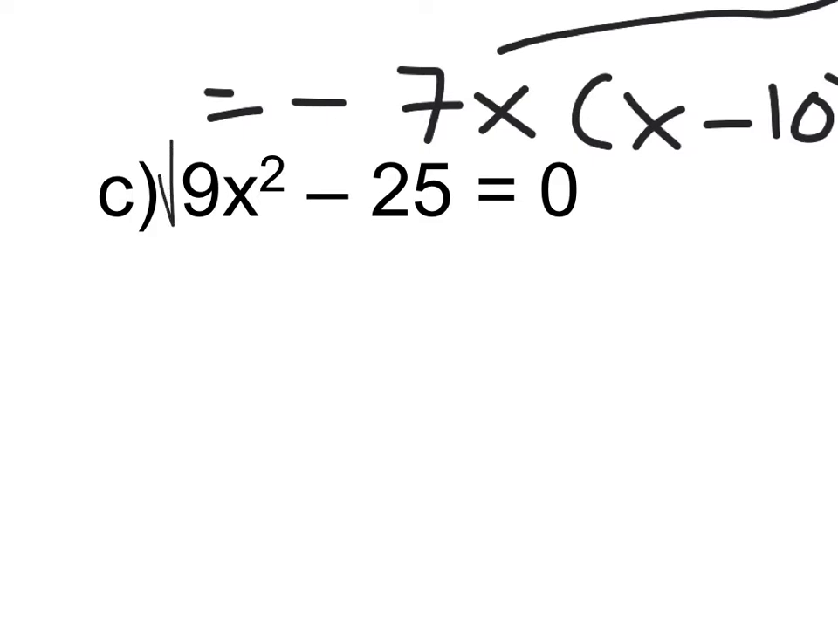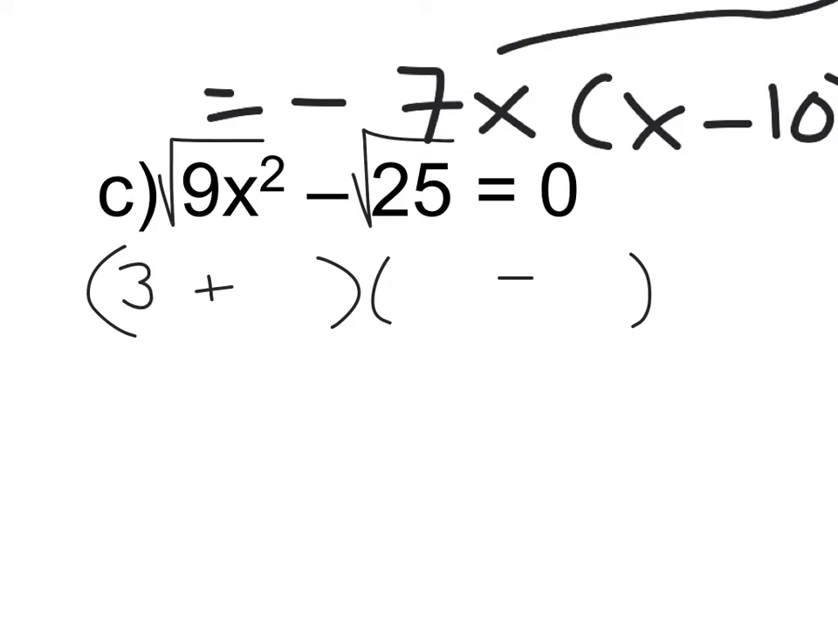So let me check. Can I square root 9x squared? And can I square root 25? Yes, I can. So we'll separate them into our two brackets using the difference of squares method. The first bracket with a positive in between the two terms, and the second bracket with a negative. Then we'll square root 9x squared to become 3x. We'll write that in our first placeholder. And then the square root of 25 is 5.